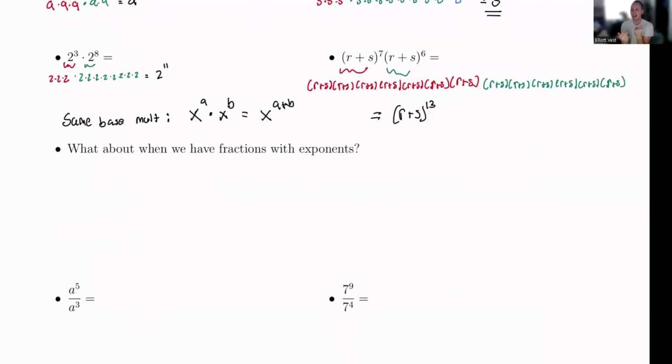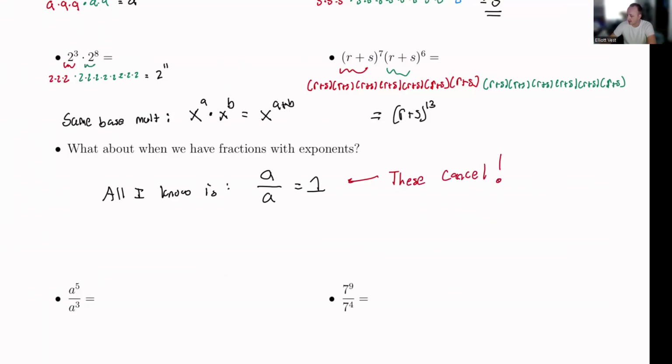Next base idea we're going to work with is when we have fractions with exponents. What do we do? Well, again, all I know is to write it out when I need to write it out. But in particular, all I know is if you have anything in a numerator and the same thing in a denominator, this equals 1. In particular, these cancel. That's good to know. That's just a over a. This is really a divided by a.